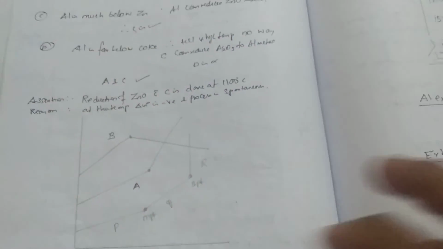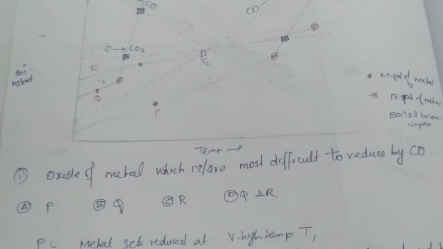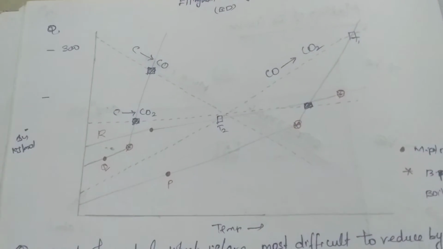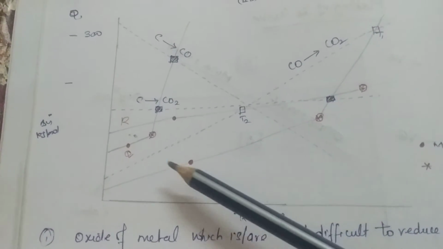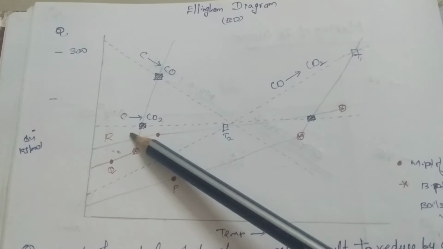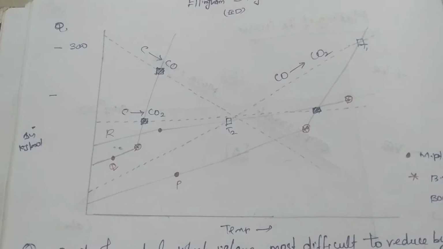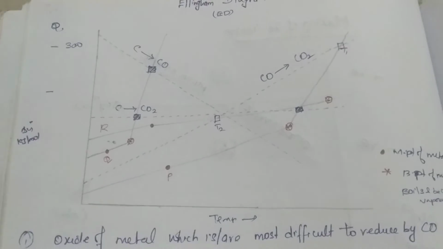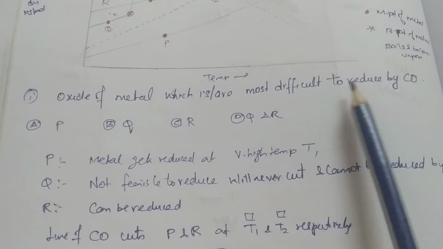With this small introduction, let's do some problems. Let us see how this appears in various entrance examinations. Now this particular question, let us see. We are given this diagram for metals P, Q and R. You can see here P, this is for R, and this is for Q. And you have got three lines for carbon, that is CO to CO2, C to CO2 and C to CO. The question is: the oxide of which metal is most difficult to reduce by CO?